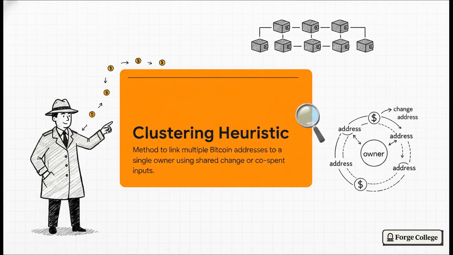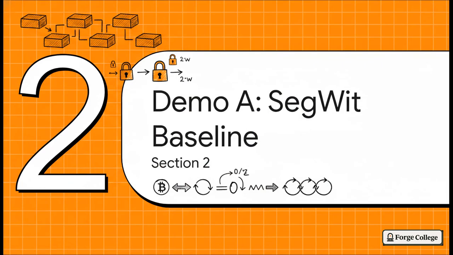For example, if you spend a $10 bill to buy a $3 coffee, you get $7 back in change. On the blockchain, that change goes to a new address. A clustering heuristic tries to identify that shared change output and deduce that the inputs and the change address belong to the exact same person. This is the specific snooper we are trying to defeat today. Moving on to Section 2, Demo A, our SegWit baseline.